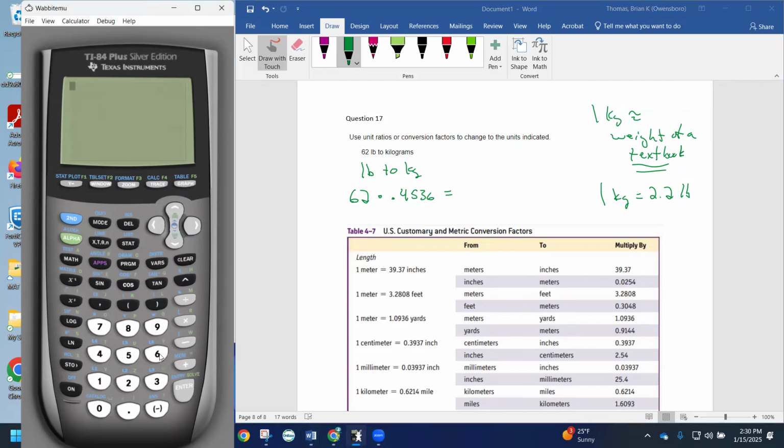So if I do 62 times 0.4536, that'll give me the exact answer, 28.12, so 28.1232, and that'll be the answer in kilograms. Now let me pause for a second here, make sure that's where they want to round this at.